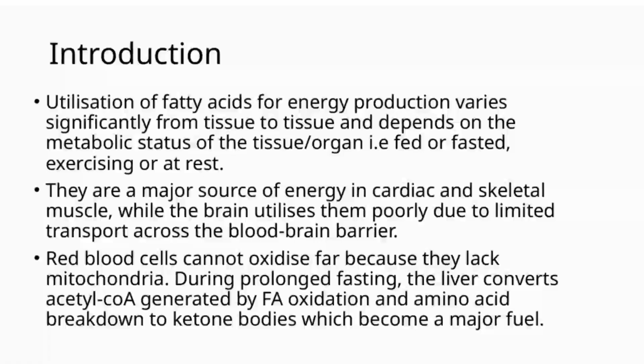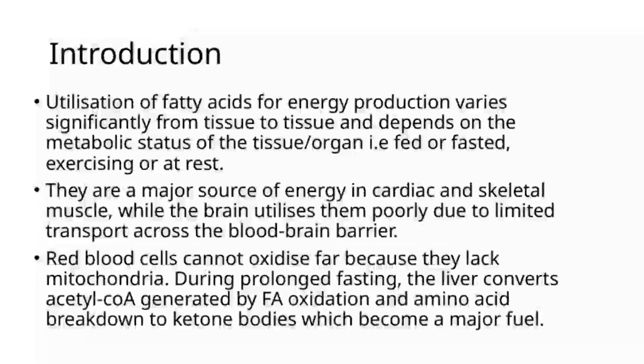Let's take a closer look at how fatty acids are used for energy production. The key thing to remember is that this process varies a lot depending on the tissue and the metabolic state of the body. For example, whether we're fed or fasting, resting or exercising makes a big difference. In the heart and skeletal muscle, fatty acids are a major energy source. They really rely on them to keep functioning. But the brain is different. It doesn't use fatty acids as efficiently because it has limited ability to transport them across the blood-brain barrier.